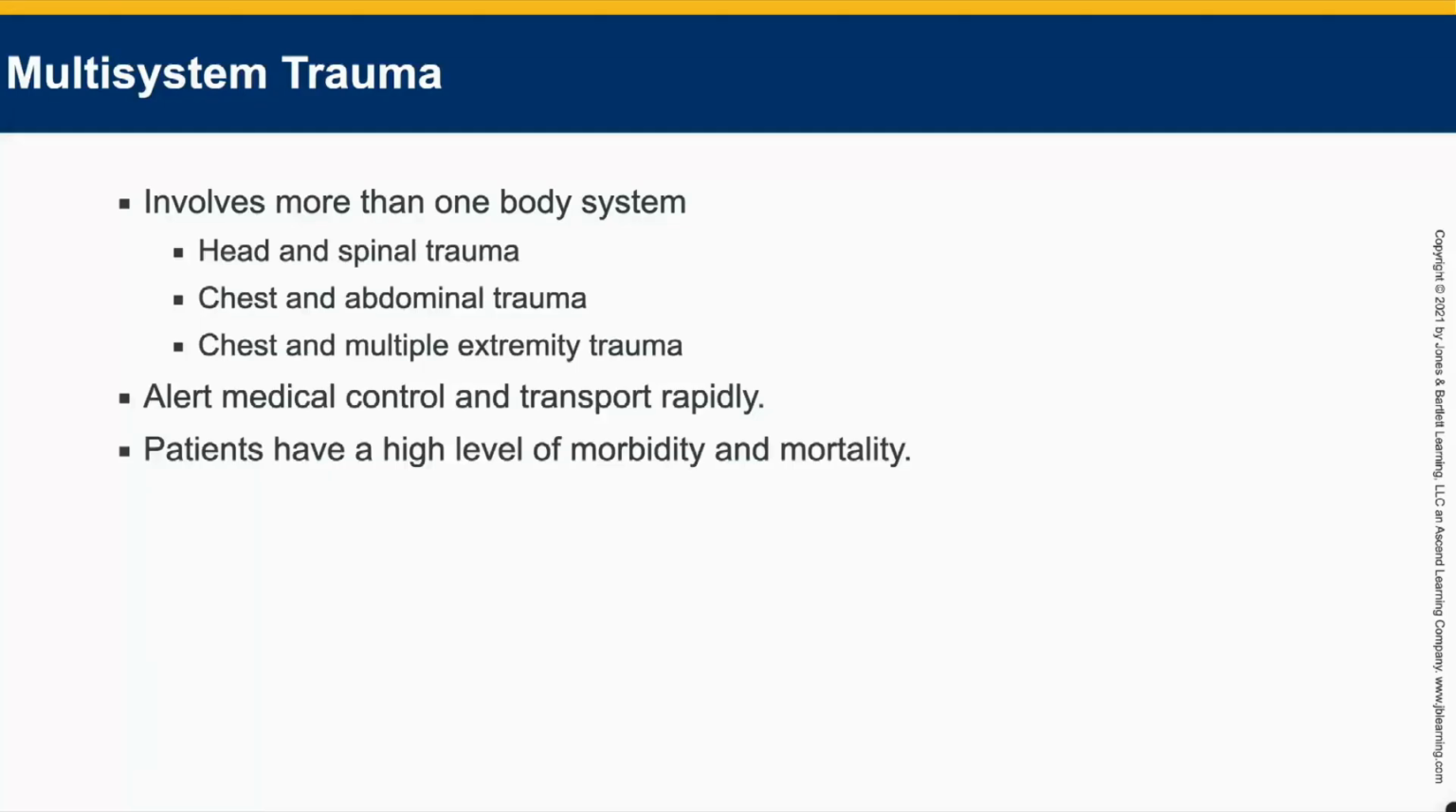Now we're talking about multi-system trauma, and this is exactly what it sounds like. More than one body system is involved. So instead of just a head injury or a broken leg, you're dealing with a combination of head injuries and spine injuries, chest and abdominal trauma, or chest injury with multiple extremity fractures. These are your high acuity patients, and they can deteriorate quickly because multiple systems are compromised at the same time. Because of that, this is where you need to be thinking early notification to medical control and rapid transport to an appropriate facility. Overall, these patients have a high risk of complication and death, so your assessment and decision making here really matter.